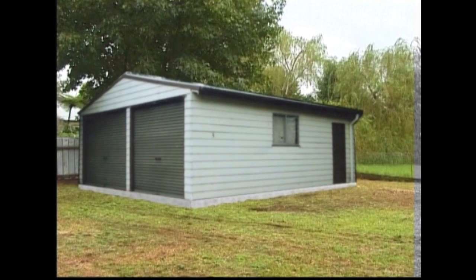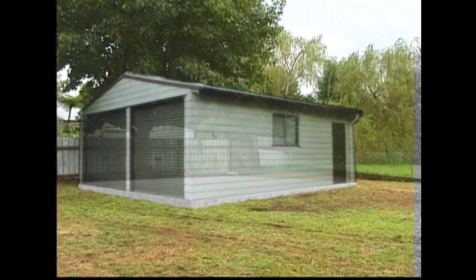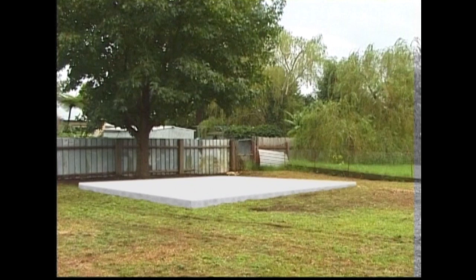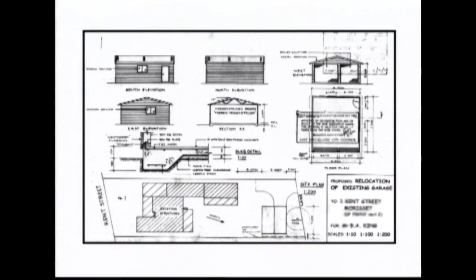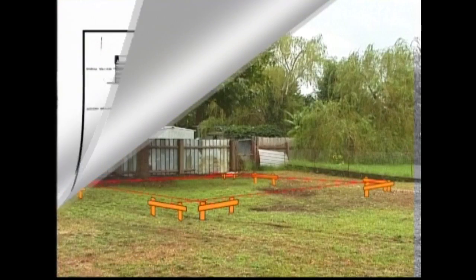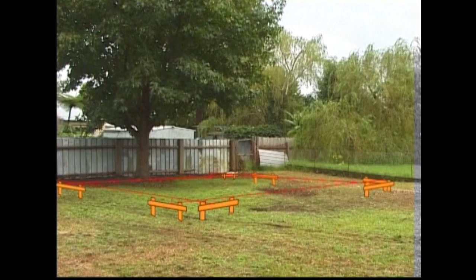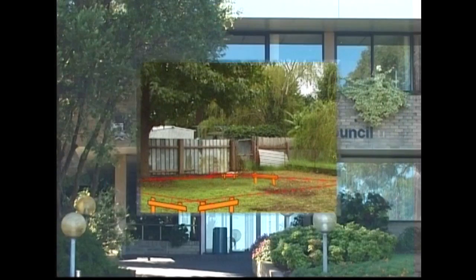Before a building can be erected, and before a slab or strip footings can be poured or piers constructed, the external dimensions of the building must be transferred from a set of plans to the site and correctly located with regard to front, side and rear boundaries. This procedure is known as setting out.